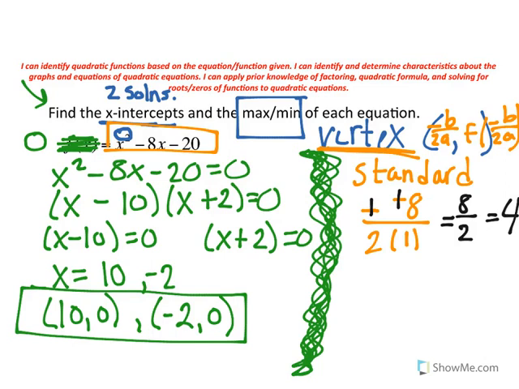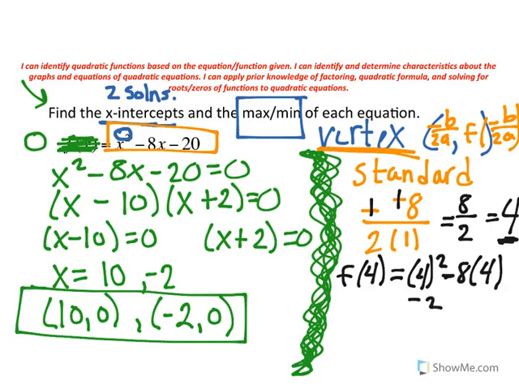And then the last thing that we have to do is go find the y value for our vertex, and the way that we do that is by taking the x value of the vertex. So instead of x squared minus 8x minus 20, we will do f of 4, which would be 4 squared minus 8 times 4 minus 20. And when I simplify all of that down, that would give me negative 36. Okay. And so my vertex is 4, comma, negative 36.